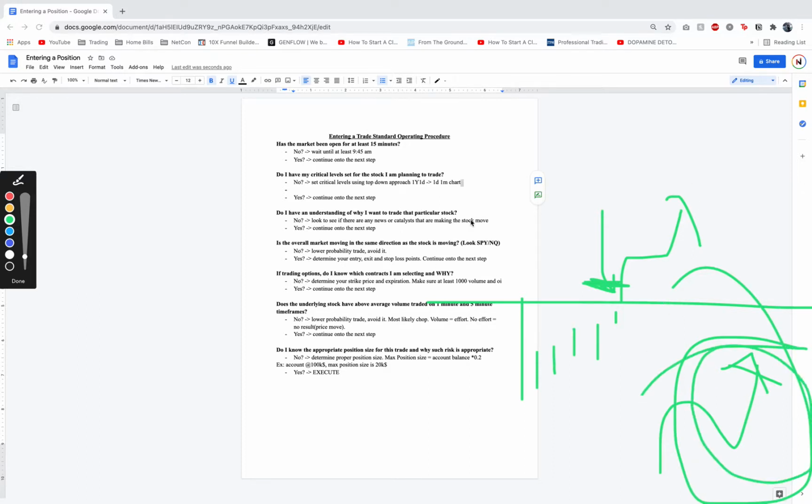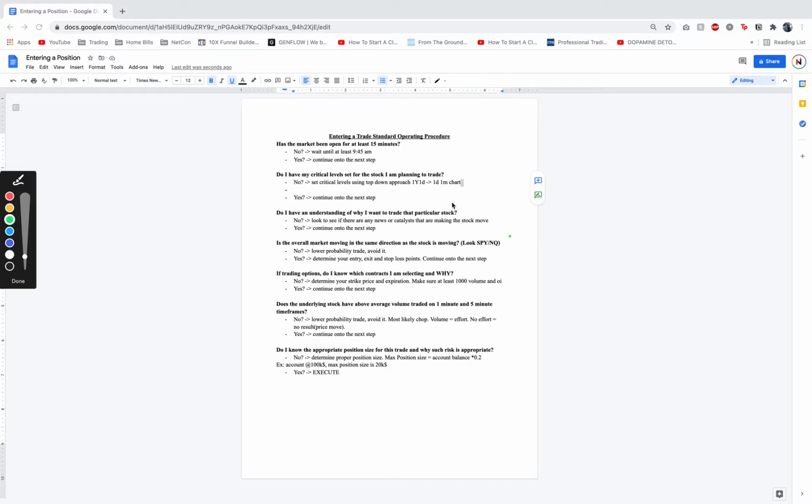Then you also have the catalyst, where let's say Elon Musk tweeted something, right? This is this step right over here. That is pretty much that step. So let's go over to the next step. Next step is, am I trading stocks or options? I personally scalp options, so this is just for options right over here, and I'm sure most of you trade options too. But if I'm trading options, do I know which contracts I'm selecting and why I'm trading those?